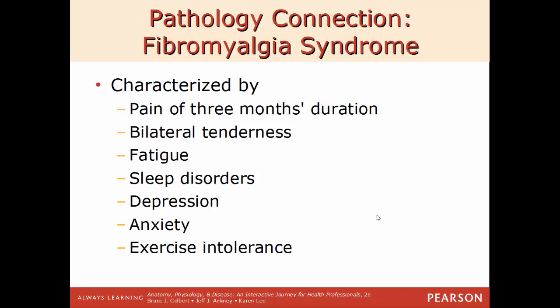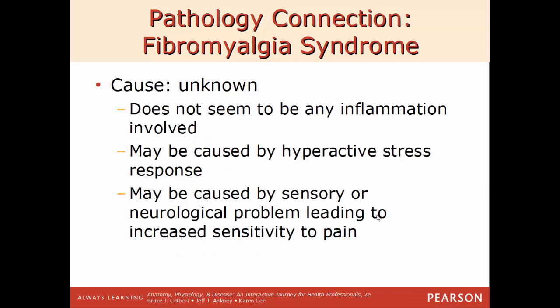The pain doesn't go away, it's always there for a fairly long amount of time. You have bilateral tenderness, so that means there's tenderness on both sides of the body, not just one. Fatigue, sleep disorders, depression, anxiety, and exercise intolerance. All those are fairly common characteristics of fibromyalgia. The cause of fibromyalgia is currently unknown and does not seem to have any type of inflammation involved.